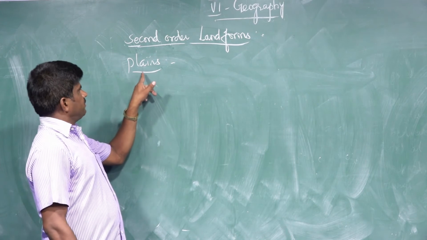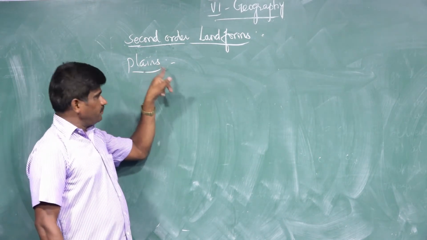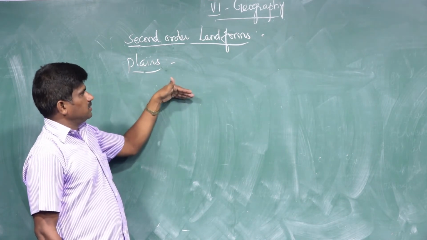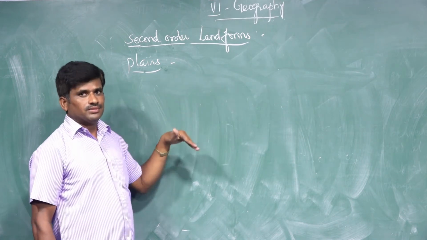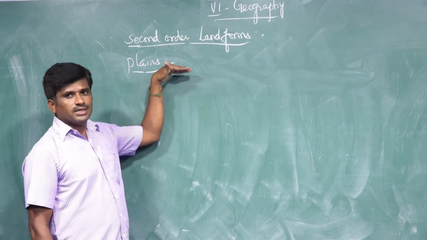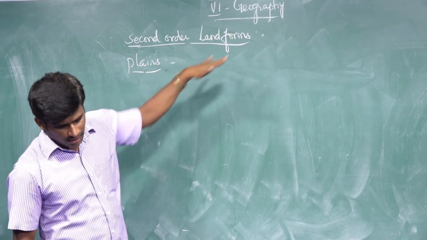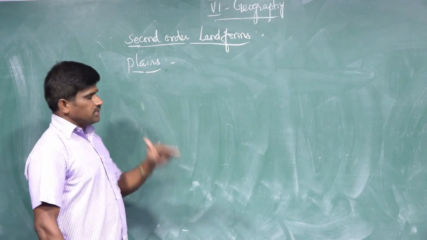Next second order landform is plain. The plains are usually tracts that are less than 200 meters from sea level. So those are called plains. Let us see the important plains.